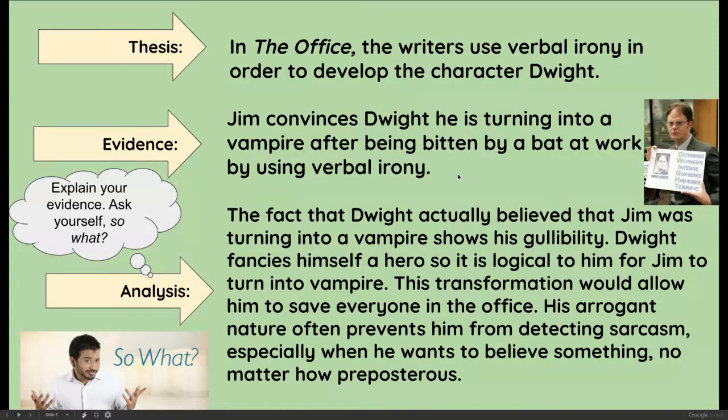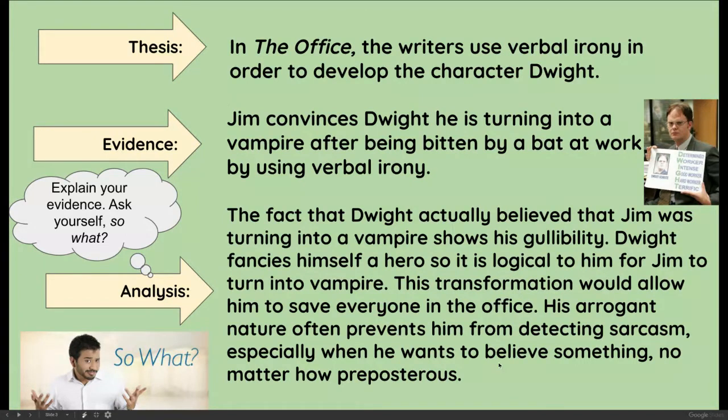Oftentimes what ends up happening is we include evidence as writers and we assume that the reader can connect the dots for themselves, that the reader can read this evidence and jump to the same conclusions that we jumped to in our understanding of the character of Dwight. But they can't. The reader cannot read your mind. You have to connect the dots for them. And this dot connection takes up a lot of space. The analysis or the explanation answers that question. So what? How does this develop the character of Dwight?